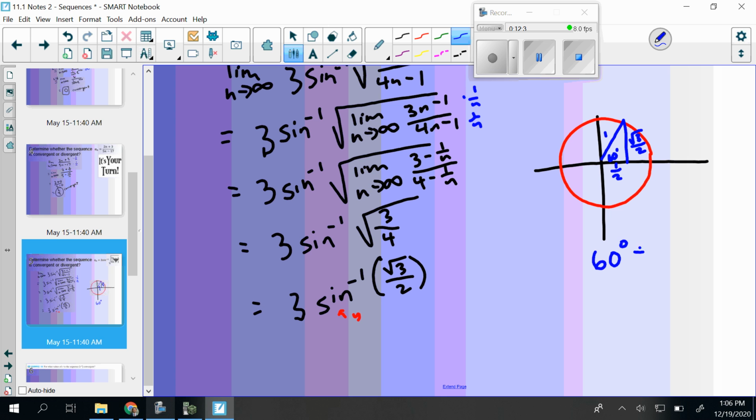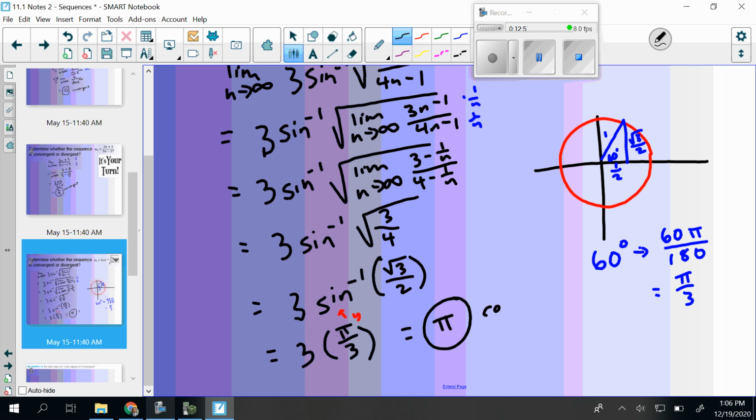Well, what's 60 degrees in radians? Remember, we want to multiply by pi over 180. So that would be 60 pi over 180, or just pi over 3. So it looks like the radian value of that would be pi over 3. And so if we simplify that, looks like this one does just end up equaling pi. So it's convergent. It would be convergent to pi.